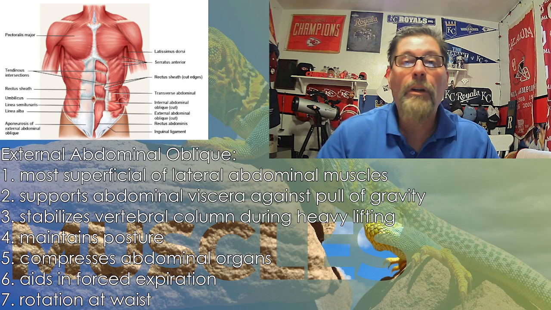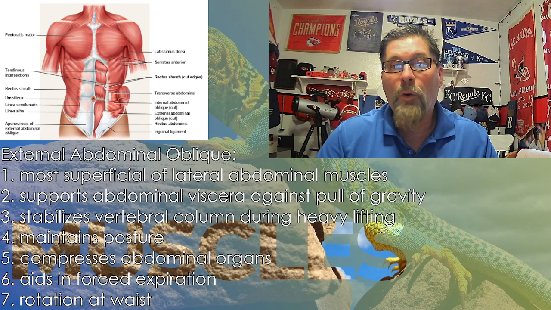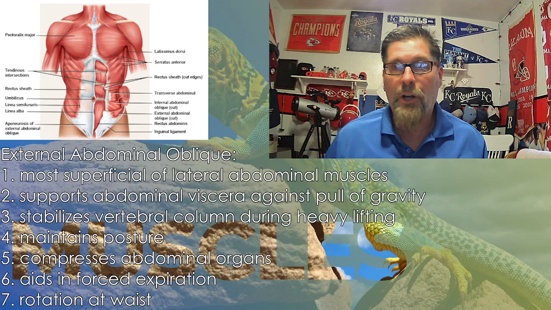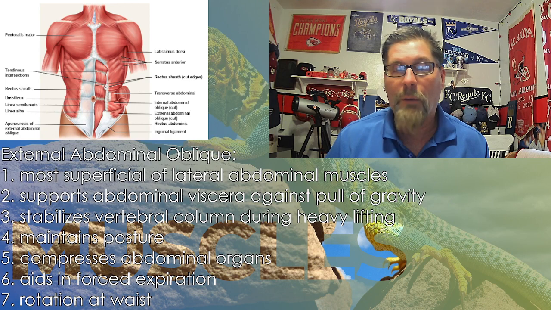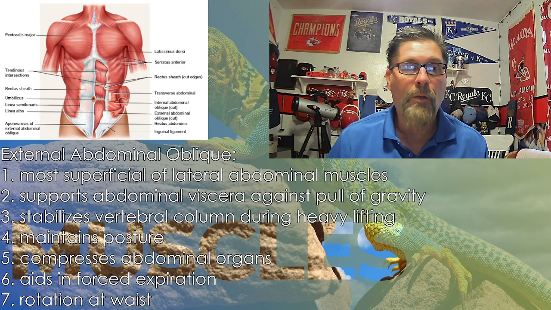All right, so starting on the very top layer of the four, the external abs. If you could peel away your skin, that first layer of muscle that you would see in there would be the external abdominal obliques, right up front. And again, those are the ones that you're going to see.